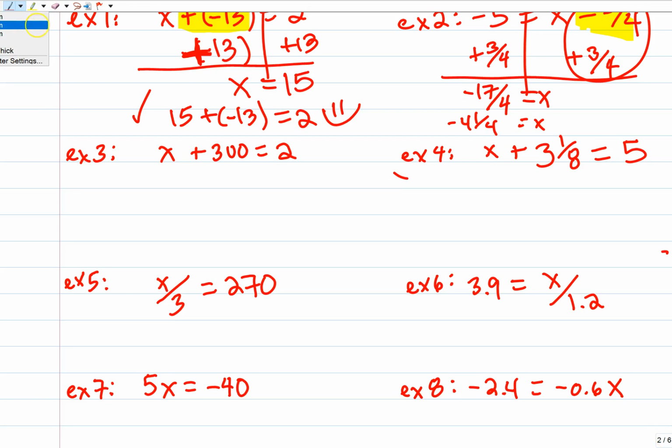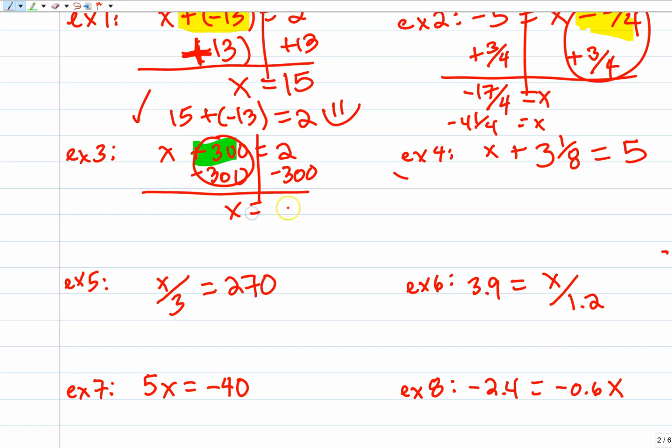So how would you undo adding? You can do adding with subtracting. That's an inverse operation. If I do it to one side, the idea is that it keeps the equation balanced by doing the same thing to both sides. They stay equal. So does positive and negative 300 cancel out? Those are all 0. I'm left with x is equal to.